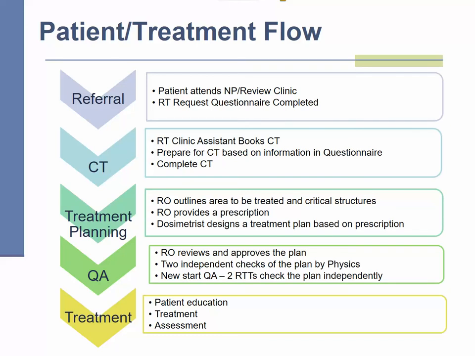Once the CT is completed, the patient leaves and their information is sent automatically into the treatment planning department, where the radiation oncologist will outline the area to be treated and any critical structures and will provide his treatment prescription. Dosimetrists, who are specialized radiation therapists, then can design a treatment plan based on the information the physician has provided them. Once the treatment plan is complete, there are many levels of quality assurance that must be carried out on the treatment plan prior to the patient starting treatment. And once the treatment plan has been reviewed and approved and all of the independent checks have been carried out, the patient is ready to start treatment.